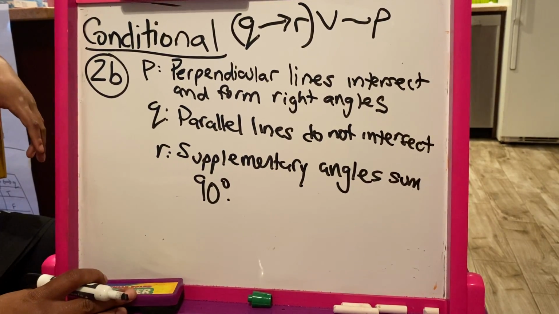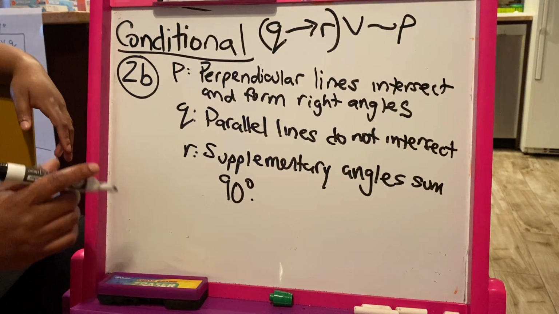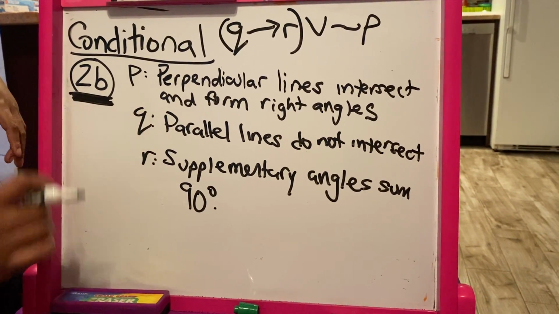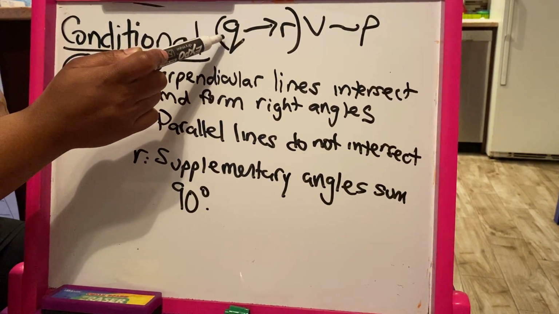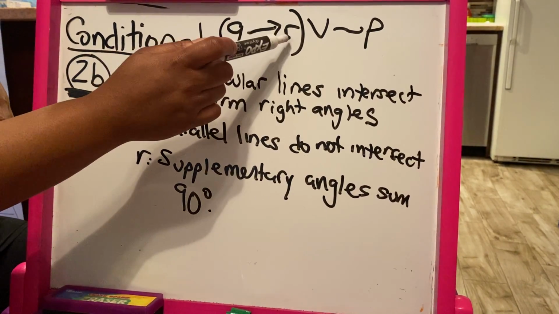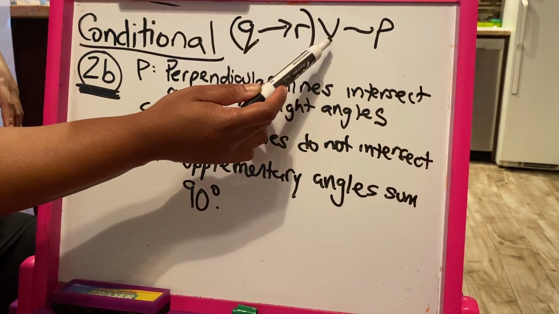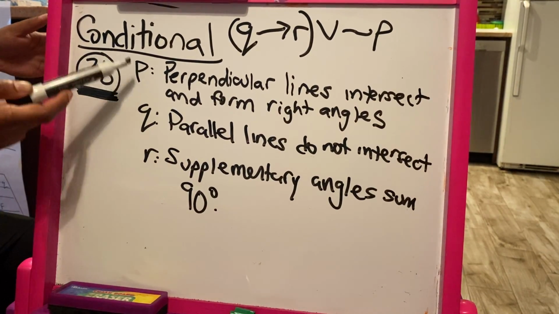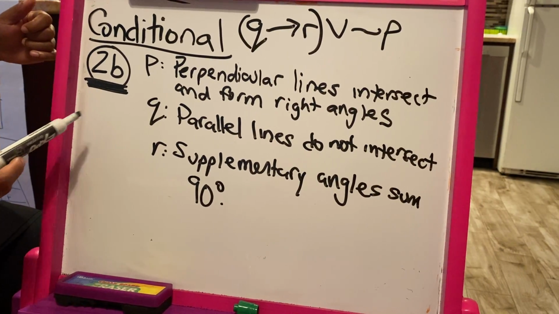All right, guys, so we're gonna do an example of a conditional problem. So we're looking at your practice problem 2B. It says that you're gonna do if Q, then R, this is in the parentheses, and then you're gonna do a disjunction of not P. So the first thing you have to do is find the truth value of the statements that they gave you.